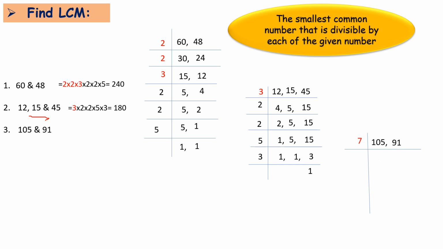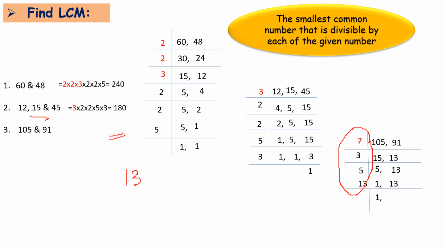One more example, 105 and 91. So we'll start with 7, 7 times 15 and 7 times 13. Once again, you need to be thorough with your tables, multiplication. Now here we'll start with 3, 3 times 5 is 15, get down 13. Now 5 times 1, get down 13 and then 13 times 1. So this is what we got. So here common as well as uncommon factors are the LCM of the given number. So we have now 7 into 3 into 5 into 13 as 1365.